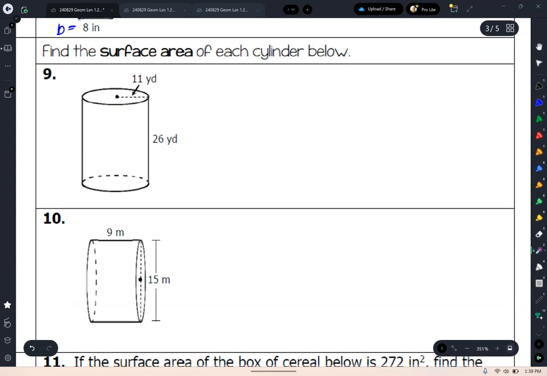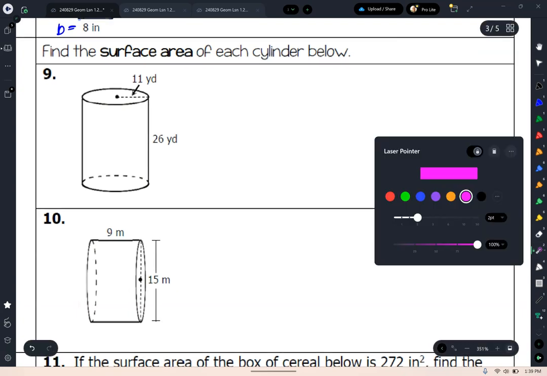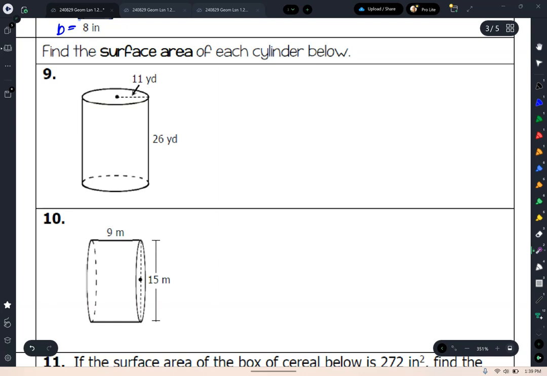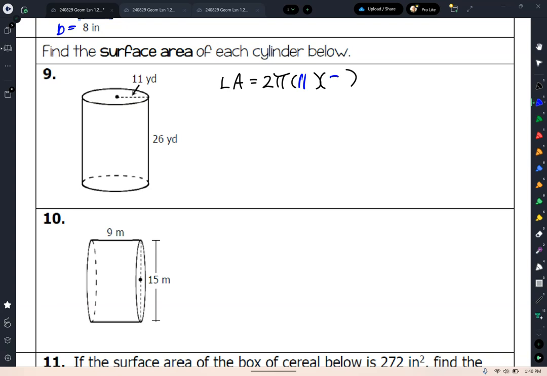So this one right here. What is the height of this cylinder? 26. Again, it's the same idea. This is the distance that separates the two bases. And this 11 yards, what measurement is that? Radius. That's a radius because it's halfway through. Okay, good. So then our lateral area is just going to be 2 times pi times radius times height. But we just said that the radius is 11 and the height is 26. And so now we're just going to multiply those up.